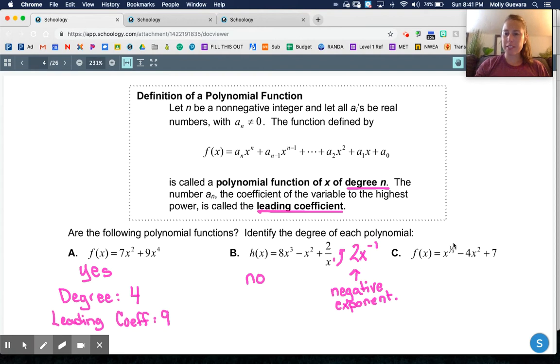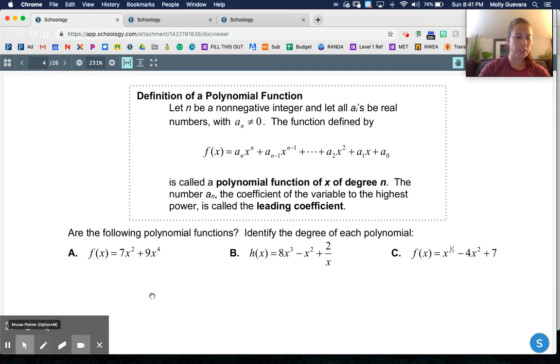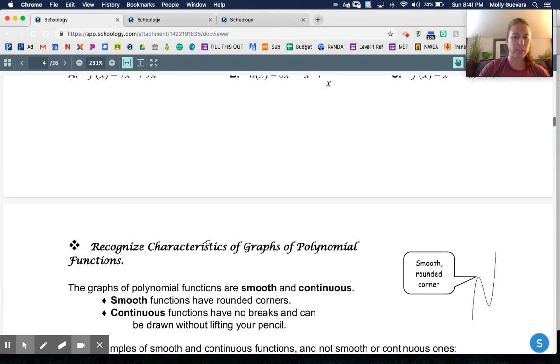And then for C, I have x to the 1/3. This is not an integer. 1/3 is not an integer, right? Cannot have fractions or decimals. So this is also not a polynomial function. Okay, so hopefully we feel good about that. Let's move on and see what I can do with this information.